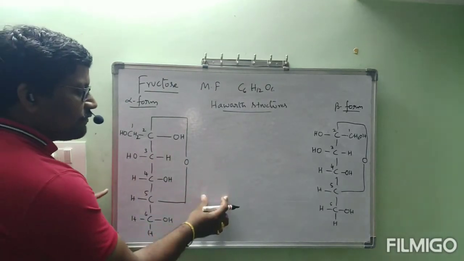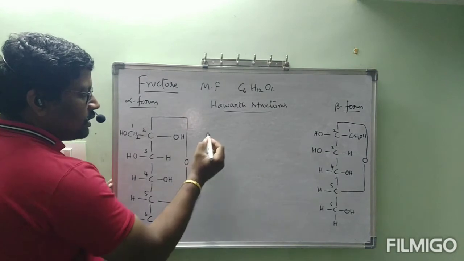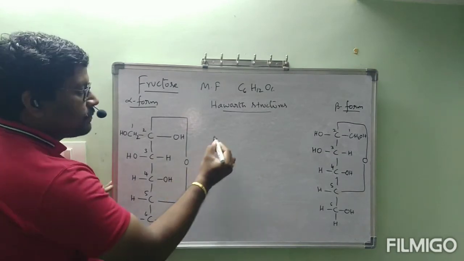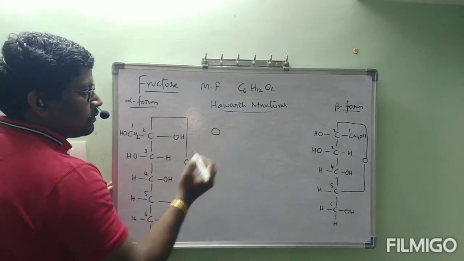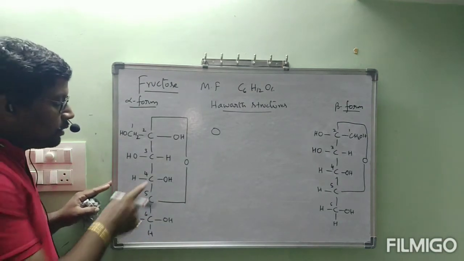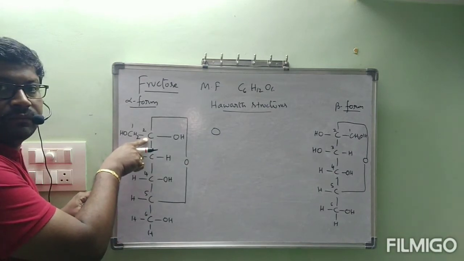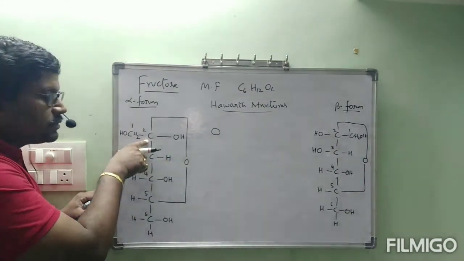Haworth structure of alpha form and Haworth structure of beta form. Okay, now see, first let us just start with oxygen. Oxygen is bonded to which carbon? Second carbon. Oxygen is bonded to second carbon.